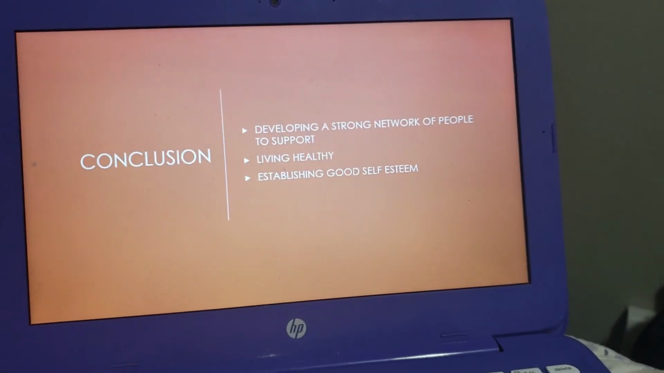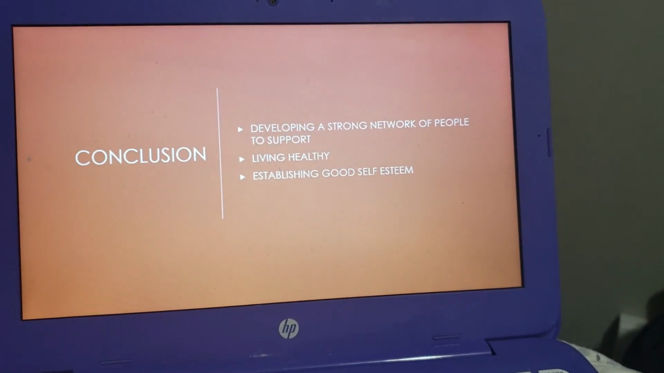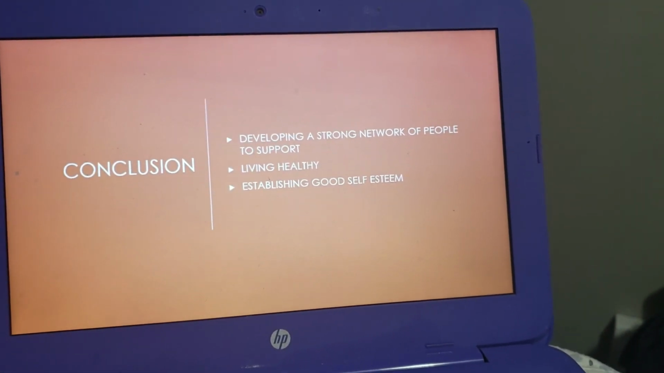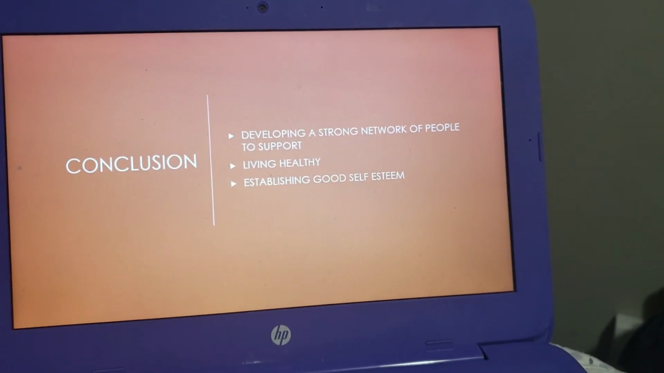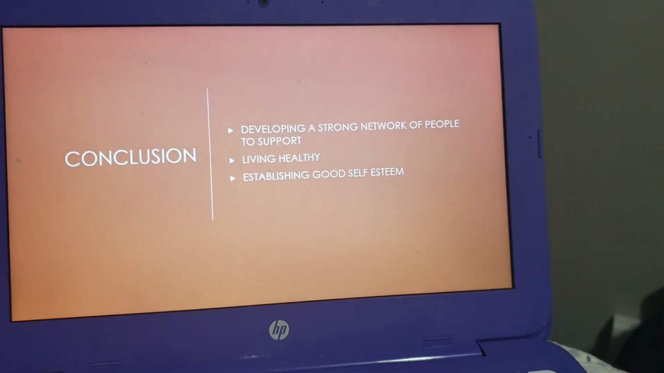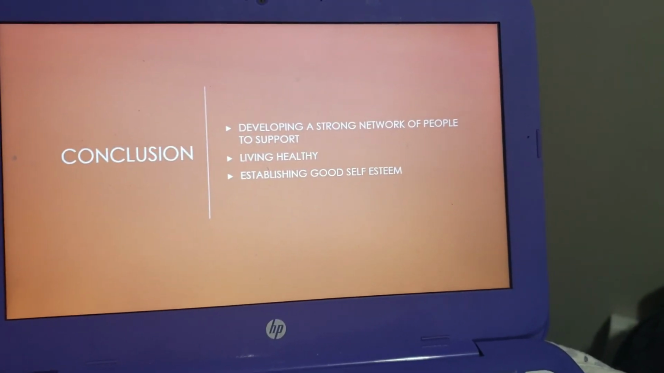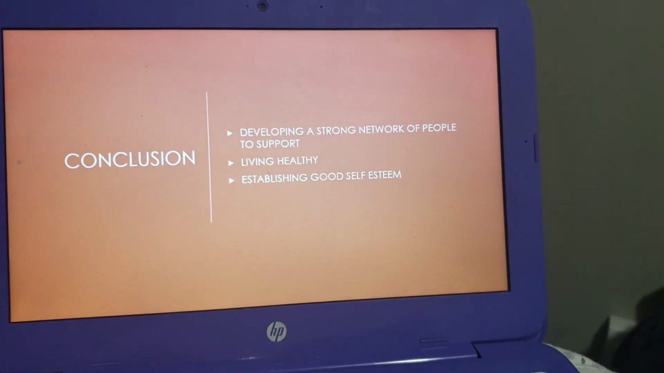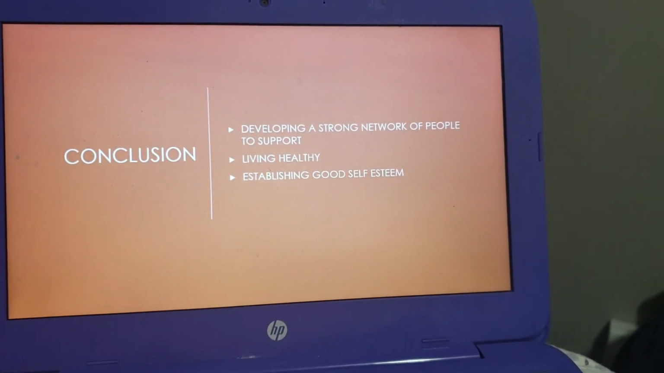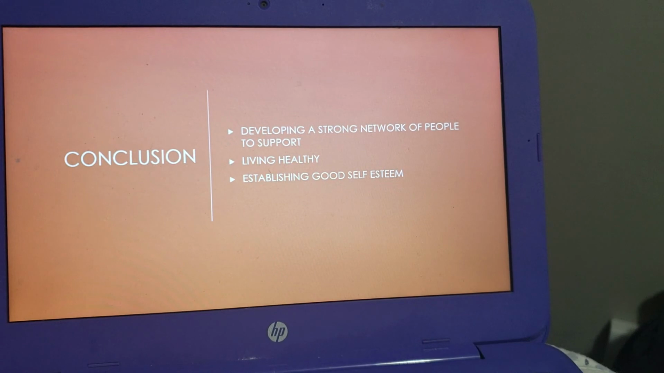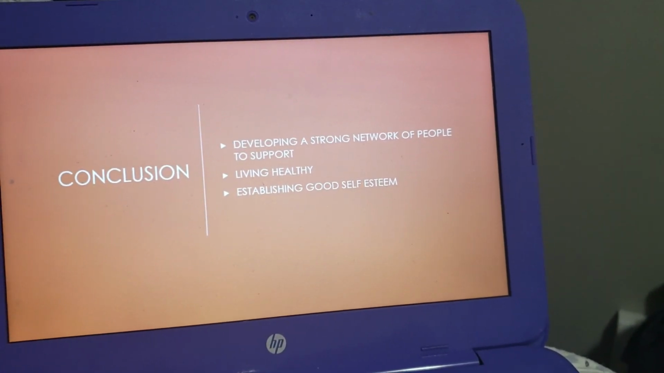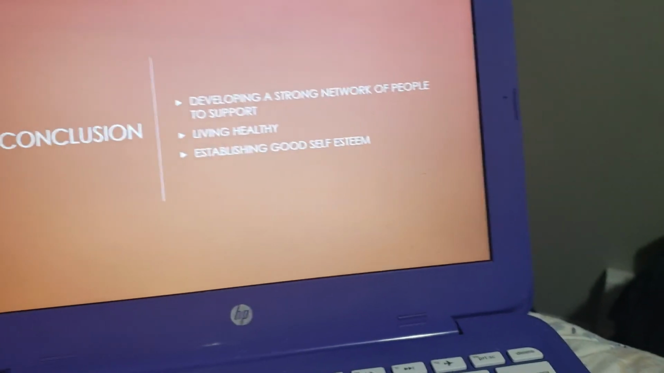And also living healthy: finding something, getting back to the places and things that actually made you happy, that made you content with life. That could be exercise and working out, hanging out with friends, whatever the case may be, or whatever you were doing before the situation or event or stressor happened. So living healthy is a very important factor.